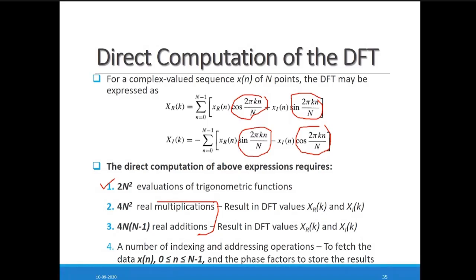So here a number of indexing and addressing operations. As I told you, to fetch the x of n we require indexing as well as addressing operations, and phase factors to store these results. This is nothing but the complexity when we go for the direct implementation of the DFT.